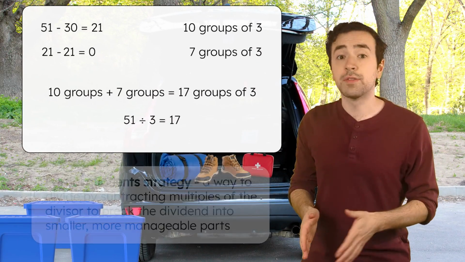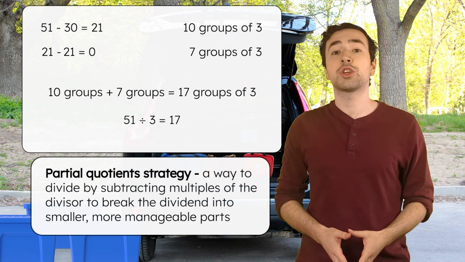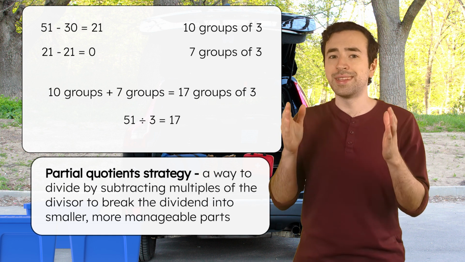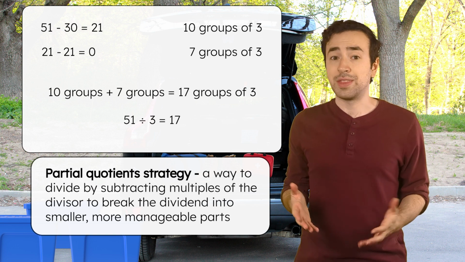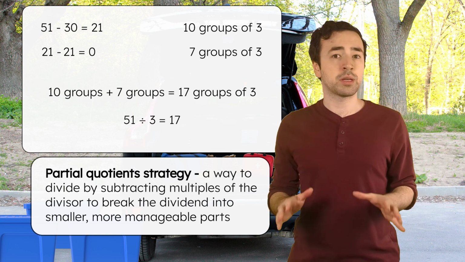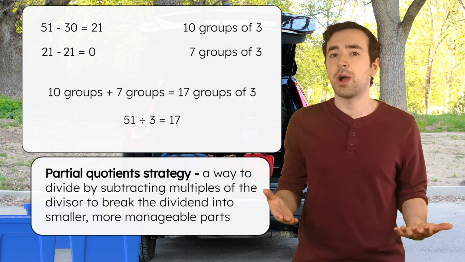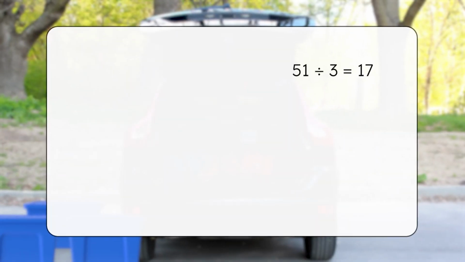This strategy of subtracting groups, or multiples, of the divisor is called the partial quotient strategy. It helps break the dividend into smaller, more manageable parts to work with. There's a lot of flexibility when using partial quotients because you can use facts you already know to solve the problem in a way that works for you. We can set up our work using the long division symbol to keep everything clear and organized.